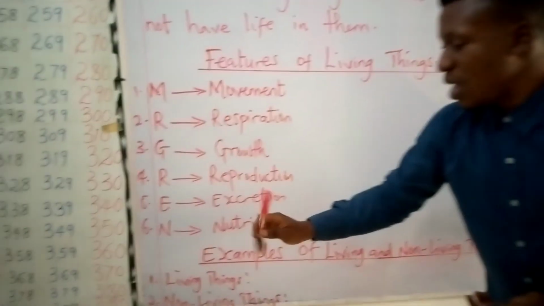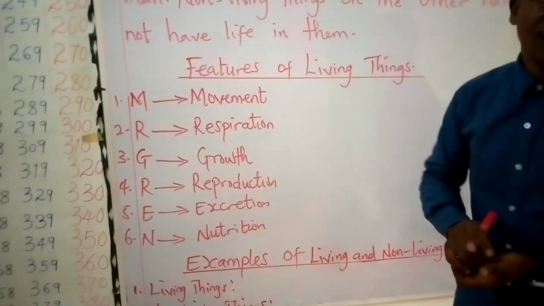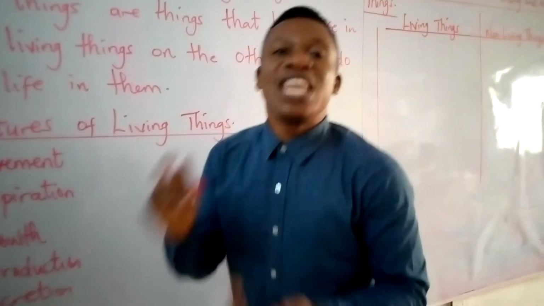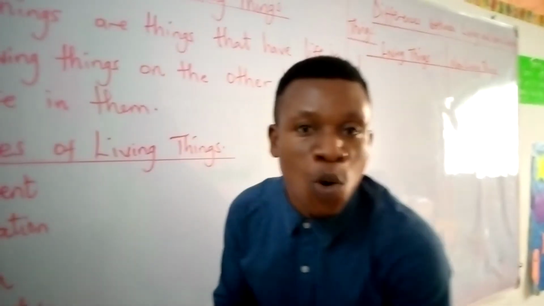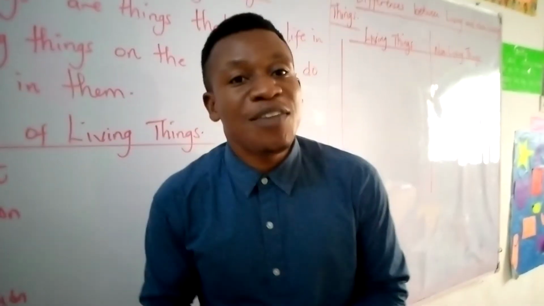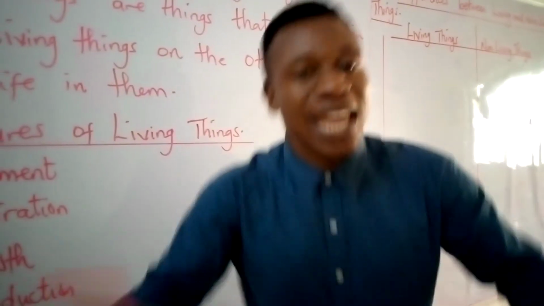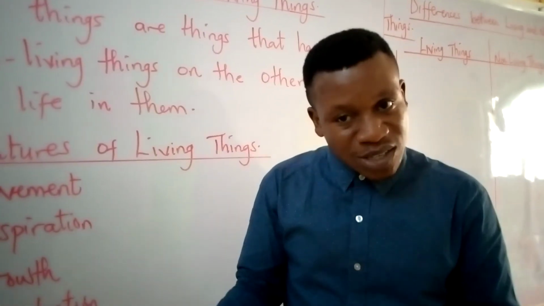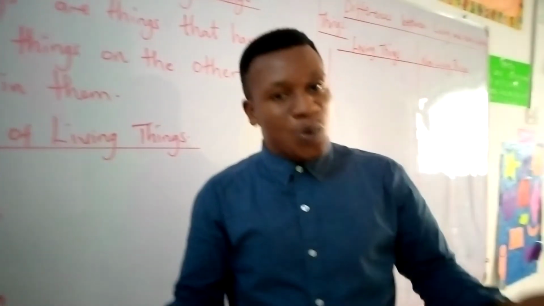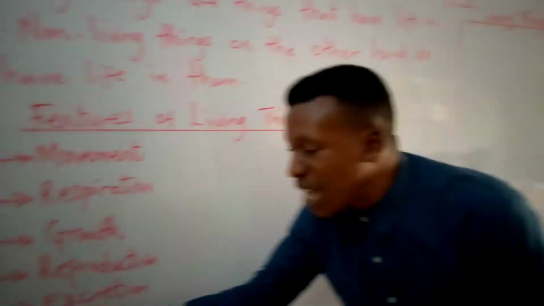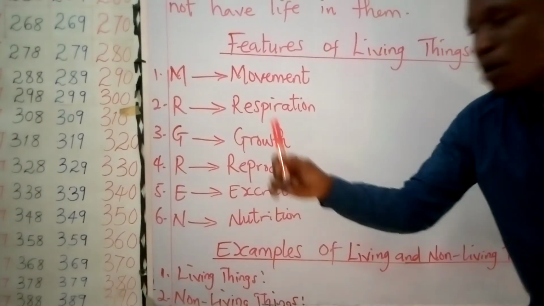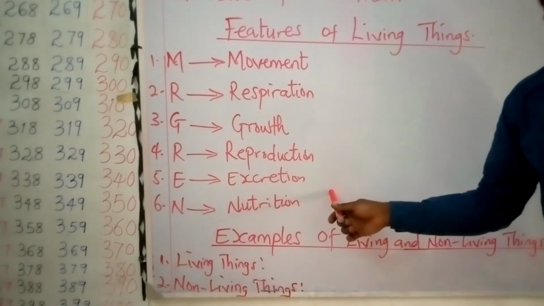E. Excretion. You know what excretion is? Living things must poo. Living things must wee. So when you feel the pressure, say you want to wee or you want to poo. Every living thing must excrete.